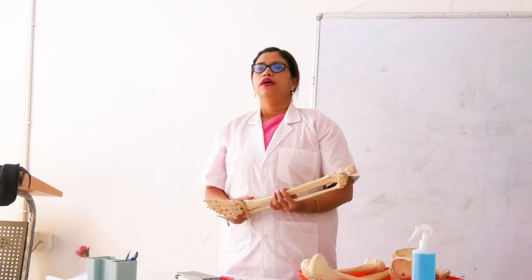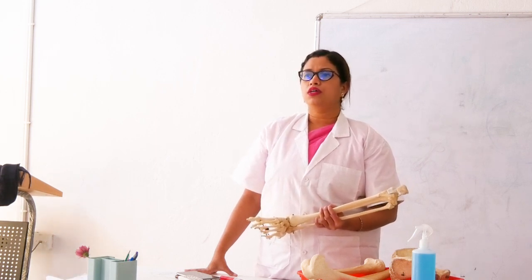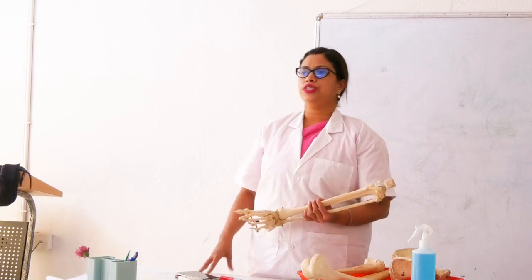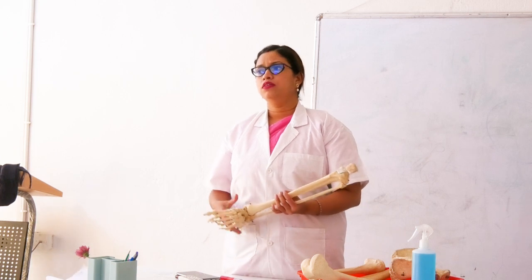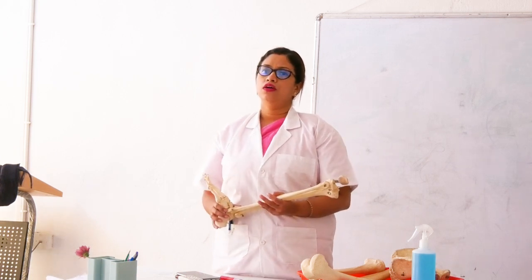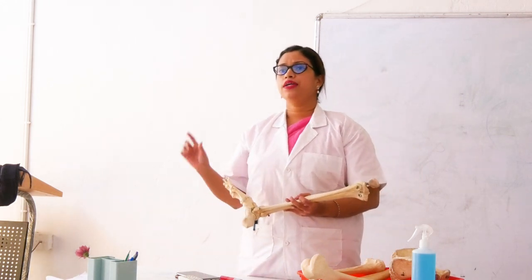Number one is flexor hallucis longus. Flexor digitorum longus. And the third one is tibialis posterior. Tibialis posterior. Okay. So the first one we will discuss is flexor hallucis longus.